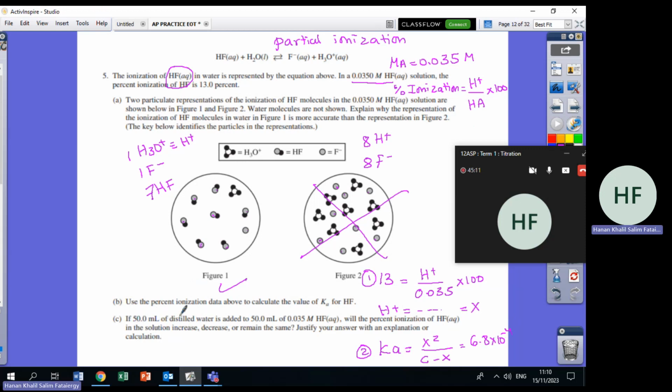Now, if 50 milliliters of distilled water was added, will the percent ionization increase, decrease, or remain the same? When we add water, let's see what will happen to the reaction. Where will the reaction go? According to Le Chatelier's principle, the reaction will go forward. When it goes forward, it means more ions, more F- and more H+. More ions means the percent ionization will increase. Always, when I add water, there will be more ions. Now let's do another question.